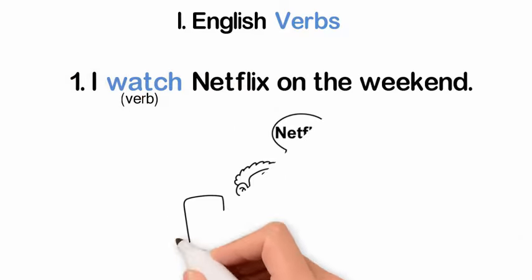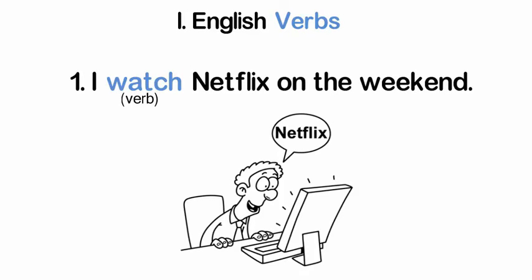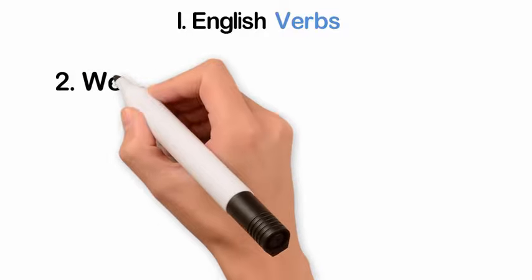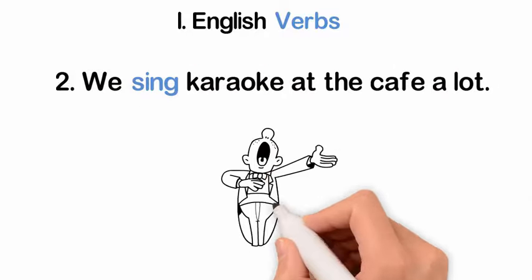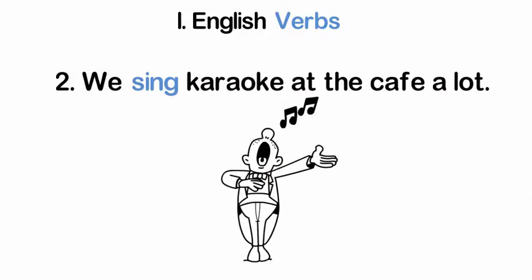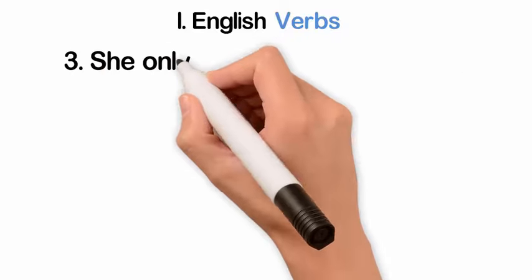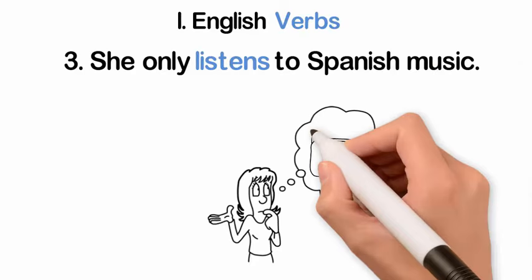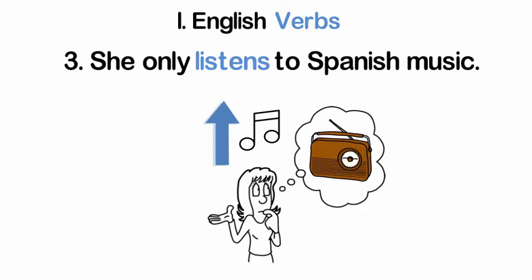Example 1. I watch Netflix on the weekend. Notice how the verb, the action word, in this sentence is watch. Example 2. We sing karaoke at the cafe a lot. The verb, the action word, is sing. 3. She only listens to Spanish music. Here, the verb, the action, is listens.